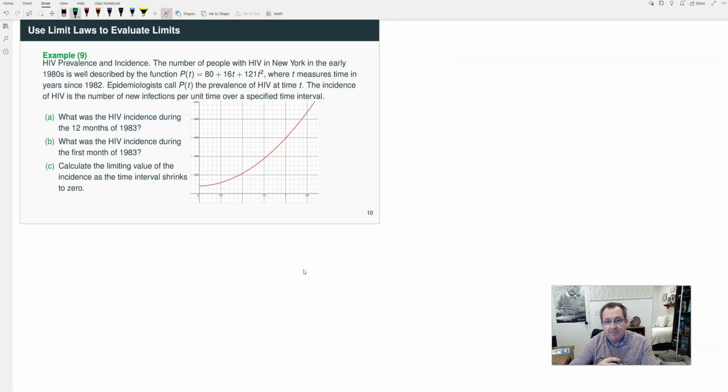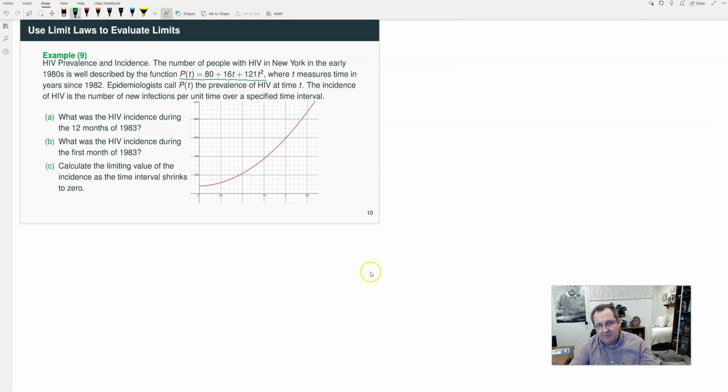And eventually, the doctors started to pay attention to it, and they started to look for treatments. Nevertheless, a lot of people got sick. In particular, San Francisco was affected and New York was affected. According to the data, the number of people affected by HIV in New York is well described by the following function.